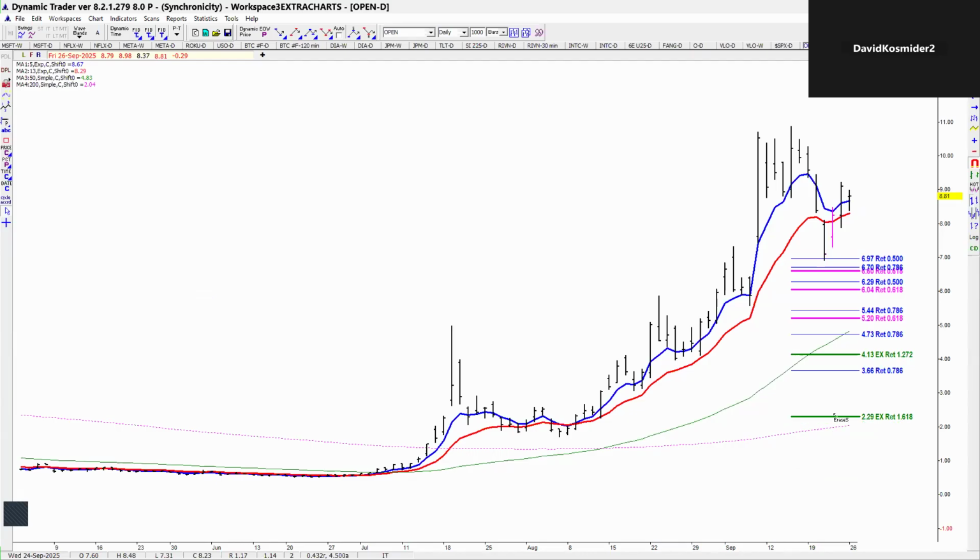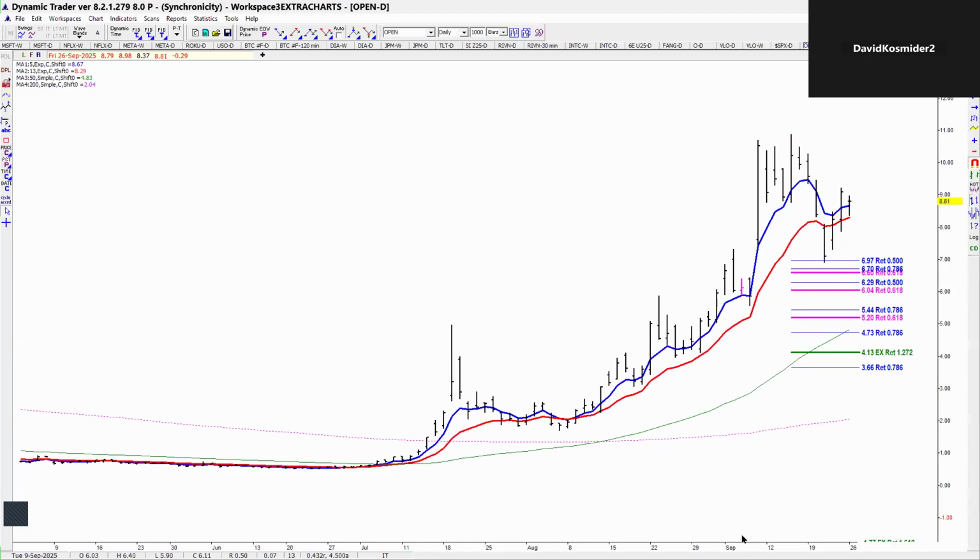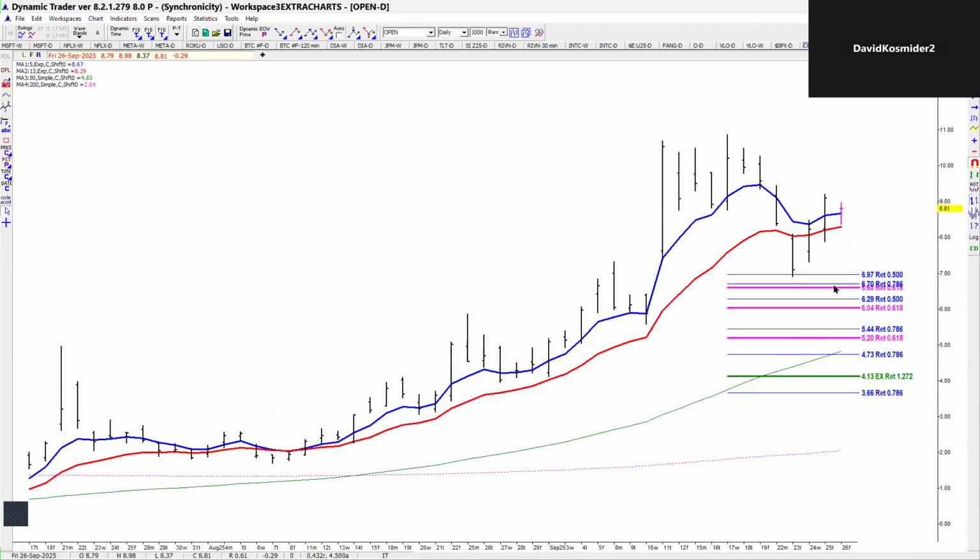Like I said, I don't have any projections I can run. And if I run this extension, let me just test that real quick. If I run this low to this high, now we're kind of through the 1272 and the 1618. So all I'd really have there is a 50%, a 786, and a 618. So yes, this would be a cluster. So 660 to 697 is the cluster zone.